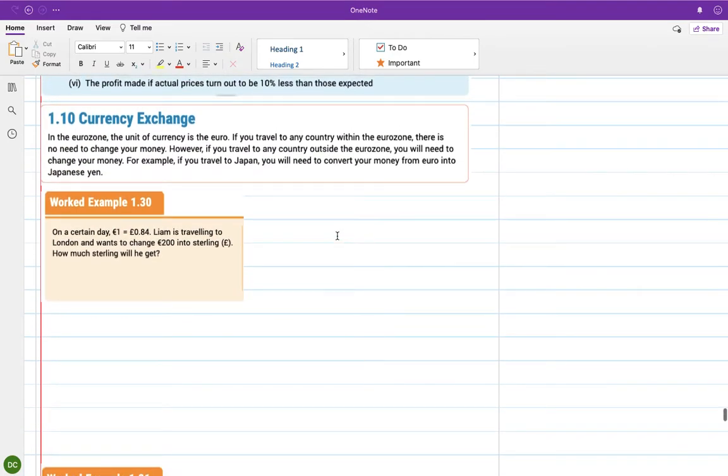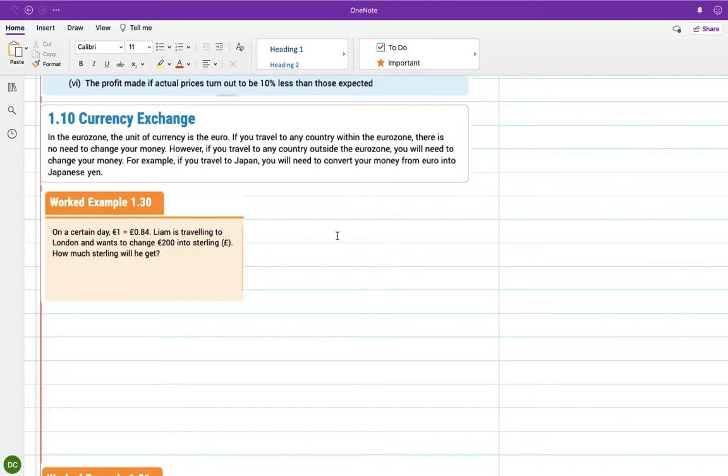So this is when you go to a country that doesn't use the euro and you have to exchange your money. You have to be able to do those types of calculations. So in this first case with Liam travelling to London, he has to change his euro into pounds sterling. So if he has 200 euro in this case, how much sterling is he going to get? All right.